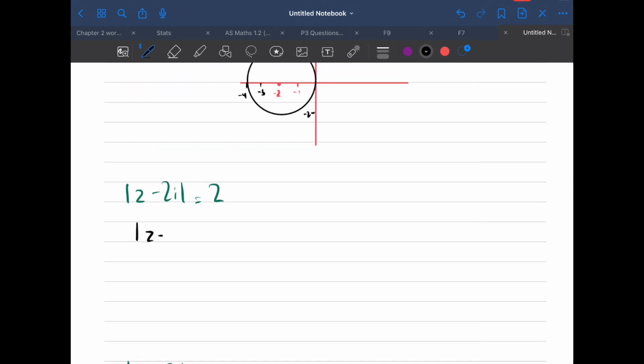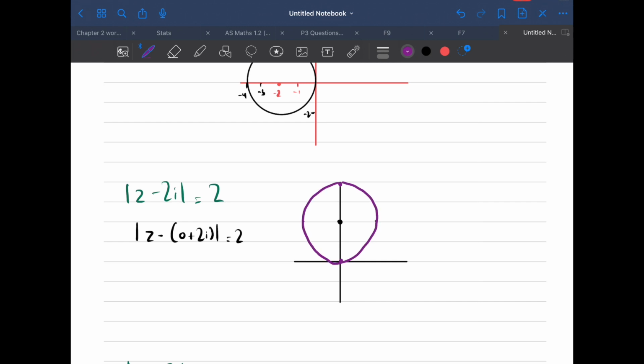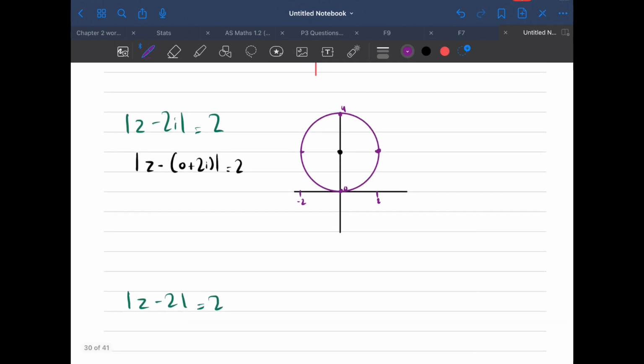Now this one. Can I write it like this? |z minus (0 plus 2i)|. That means my center point is what? It's 0, comma 2. That means this one. Now my radius is 2. That means two up, two down, two on the side, two this side. So now let's draw a circle. So minus 2, plus 2, 0 and 4. Do you get this?